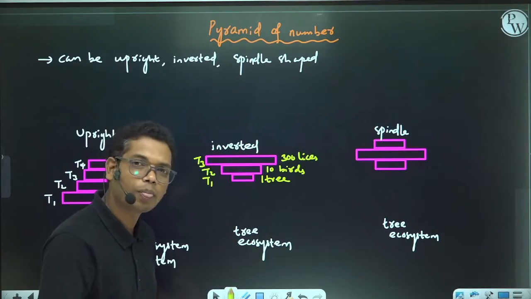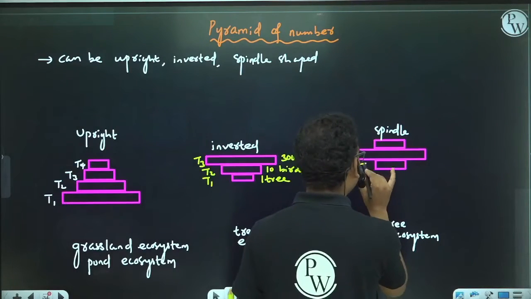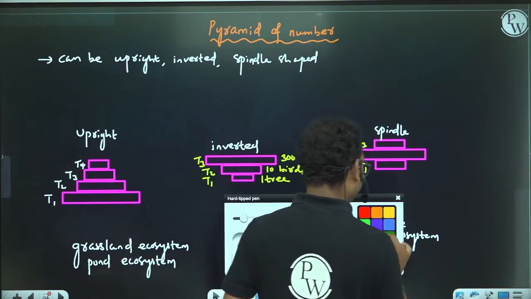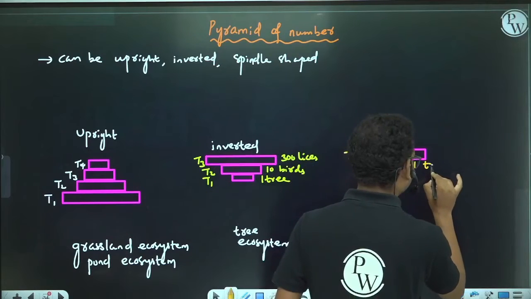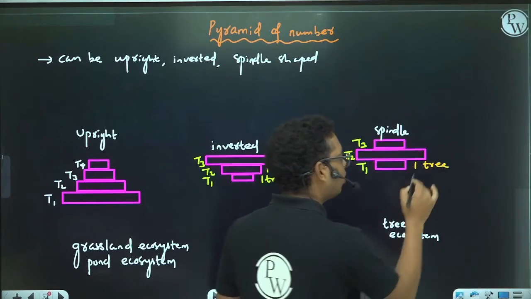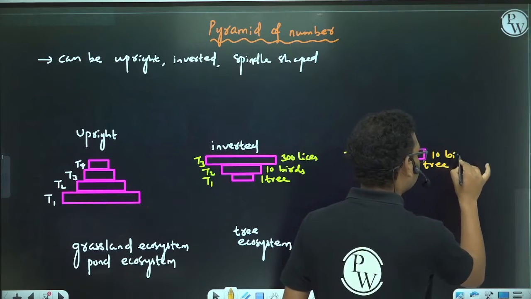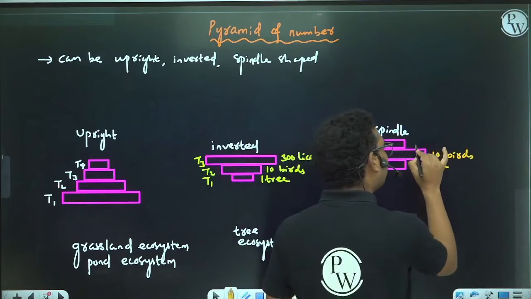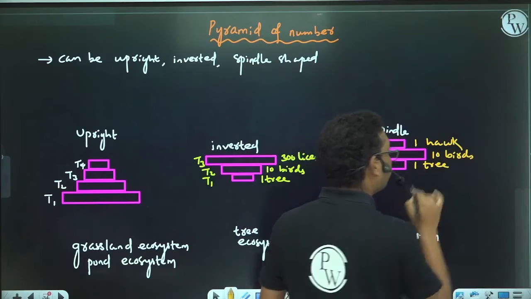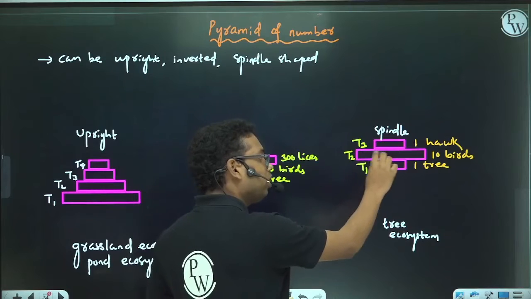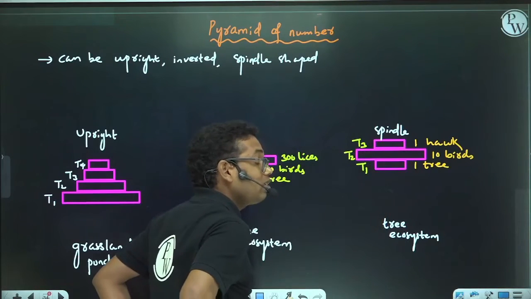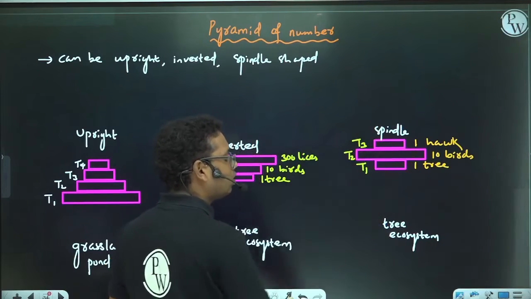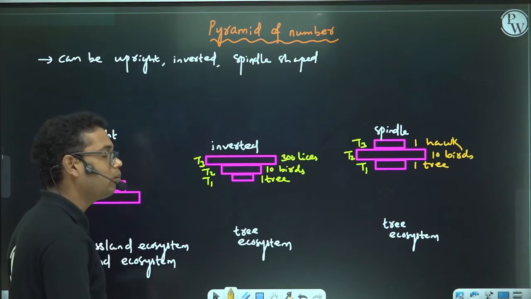Here this is the first trophic level, this is the second, and this is the third. Let me take one more example. Suppose this is one tree, and on that tree, 10 herbivorous birds are present, and all those 10 herbivorous birds are eaten by one hawk. So what happened? At the second trophic level the number is more, but at the third and first it is less. This type of pyramid is known as a spindle pyramid.